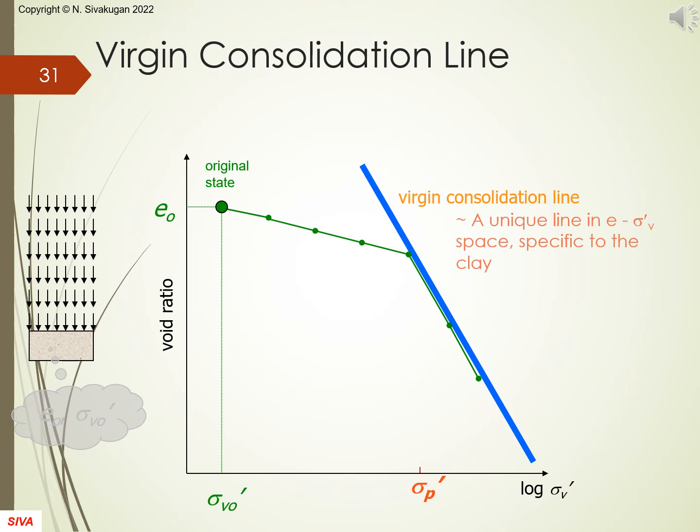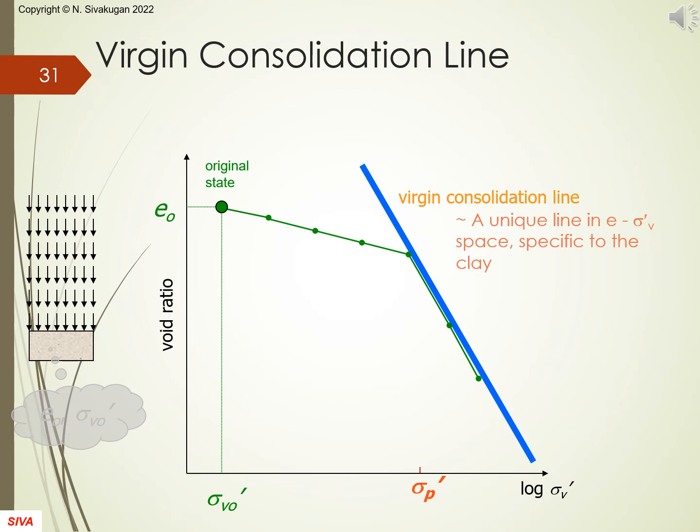Let's say e0 and sigma V0' are the initial or in situ values for a clay. When the clay is loaded, it moves along the green line and reaches the pre-consolidation pressure sigma P'. From here, it takes a sharp turn on further loading and compresses with a slope of Cc.